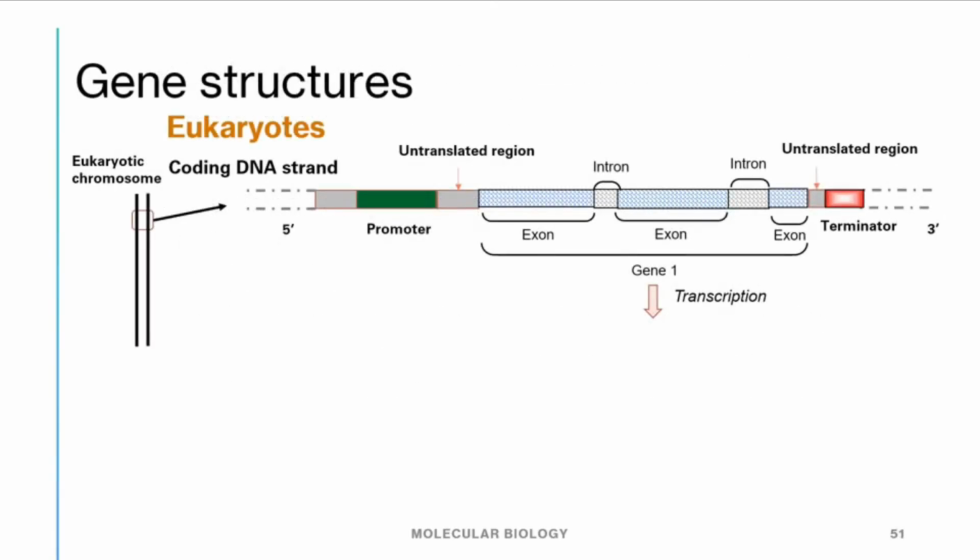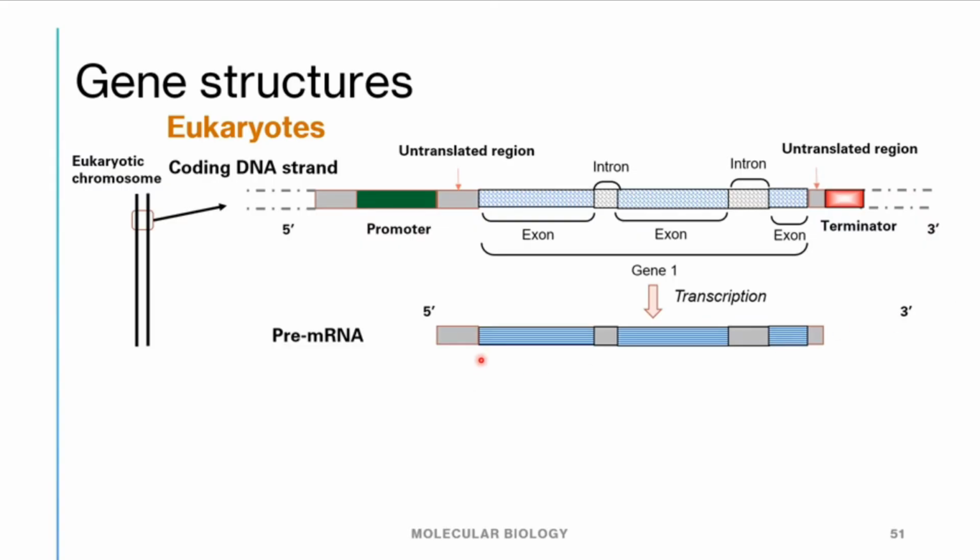Okay, so this is the structure of a eukaryotic gene. You see, this is a eukaryotic chromosome, which is linear. And when we take this out, we have one gene here that has a promoter region and multiple exons, which are divided by introns. When you transcribe this piece of DNA, you will get a piece of pre-mRNA that still has all the different introns inside this piece of pre-mRNA.